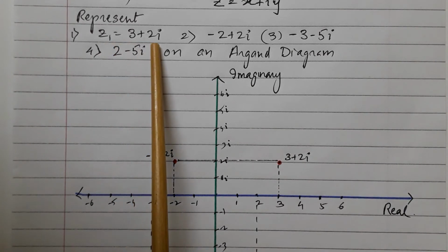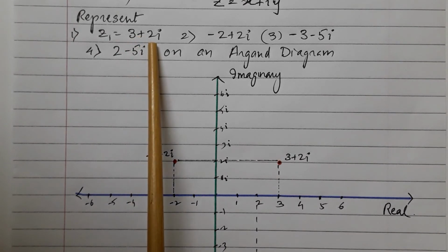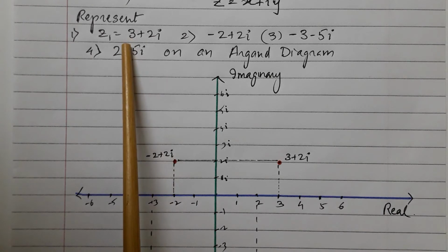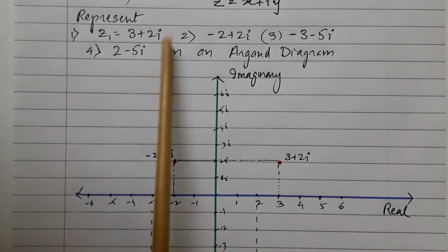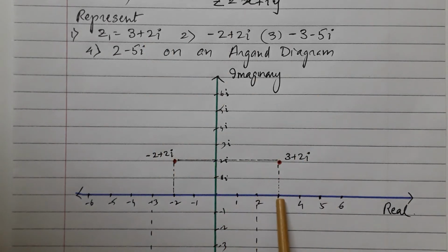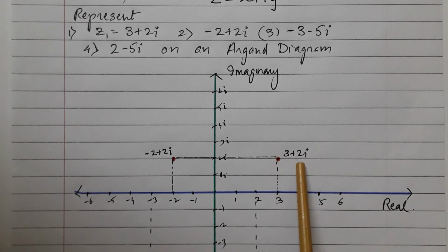z is equal to 3 plus 2i. The real part is 3 and the imaginary part is 2. So, it is just like plotting the point (3, 2) on the Cartesian system. So here we have 3 and we go up 2 units and we have the point (3, 2) and we write it as 3 plus 2i. So this is the position of the complex number 3 plus 2i.